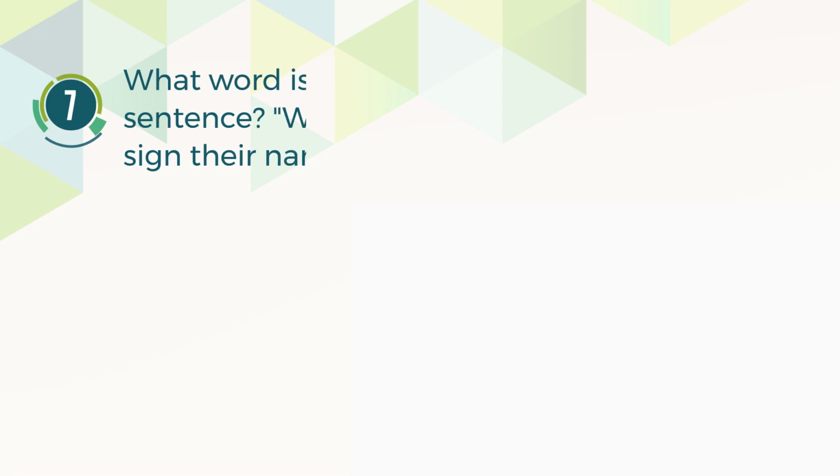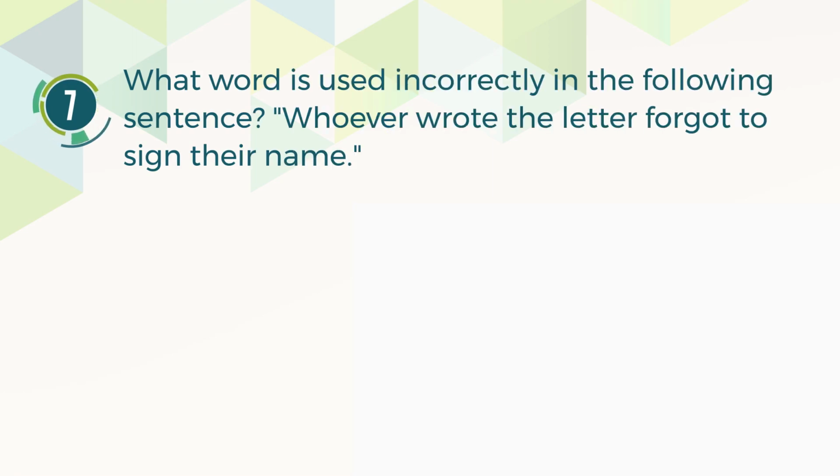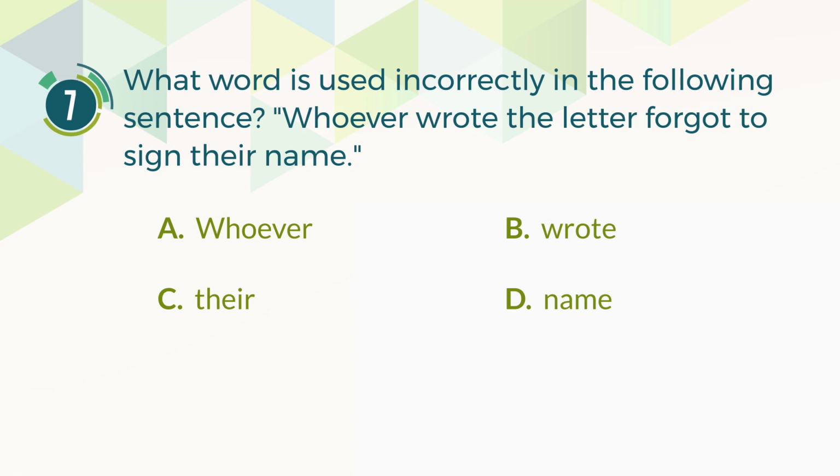Number 7. What word is used incorrectly in the following sentence? Whoever wrote the letter forgot to sign their name. A. Whoever. B. Wrote. C. There. D. Name. The answer is C. There.